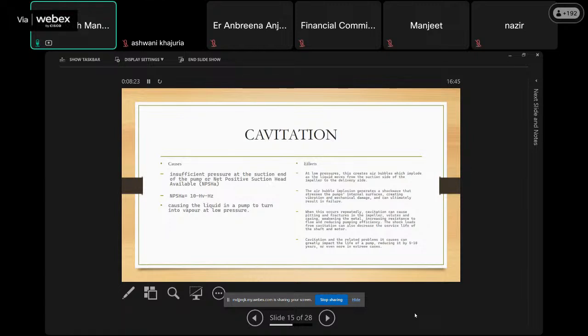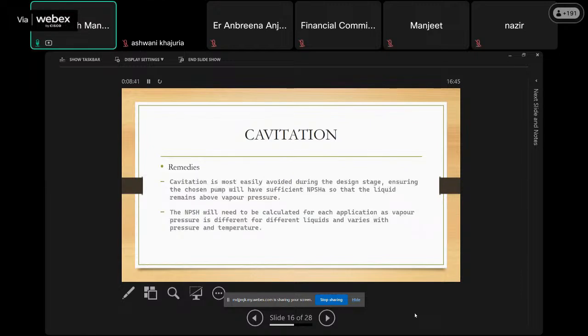So what is done when it occurs? It generally reduces the service life of the pump by 5 to 10 years or even more in extreme cases. And if a remedy is not made, cavitation can lead to serious failure of the pump.